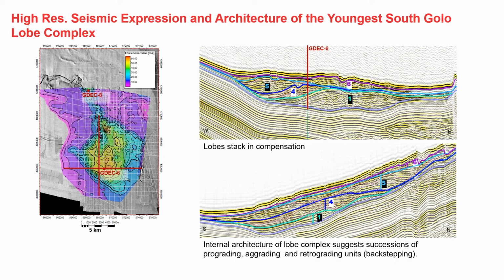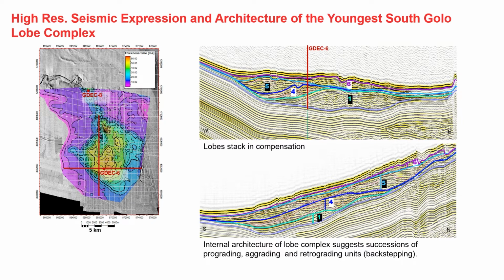We are focusing on the most recent South Golo Lobe Complex because it's been cored entirely and imaged by a network of 2D high-resolution seismic lines every 500 to 800 meters, allowing a full characterization of its architecture. The resolution of this seismic allows us to depict beds that are 1 to 2 meters in thickness. The image on the left is a time thickness map of the lobe complex. The core GDEX 6 penetrated 50 meters of deposits. The maximum thickness is around 55 meters.